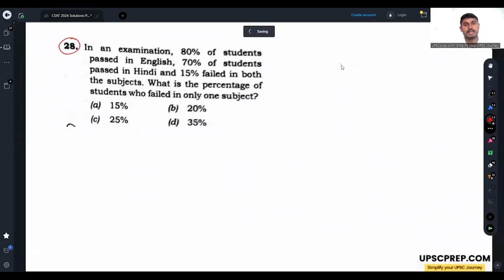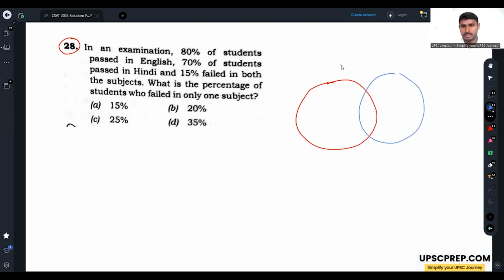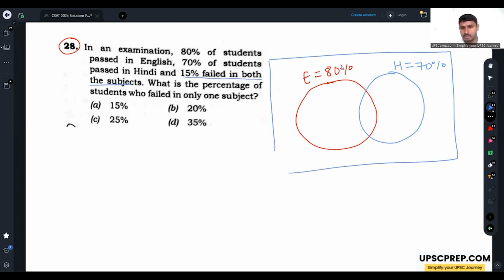Next question, guys. In an examination, 80% of the students passed in English, 70% students passed in Hindi, and 15% failed in both the subjects. So this is a question based on Venn diagram. So let's say this is English circle. Let's say this is Hindi ka circle. Okay. So in English, you have 80% students passed, and in Hindi, you have 70% students passed. Okay, but what they are saying, 15% students failed in both the subjects. So if I draw a square outside it, so there will be area outside both the circles which is 15%.